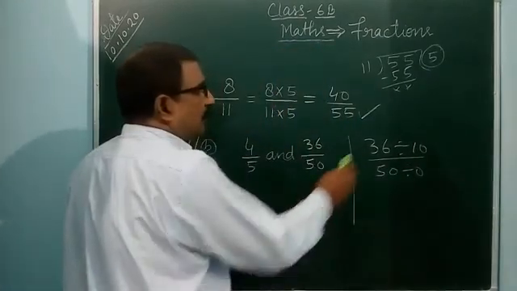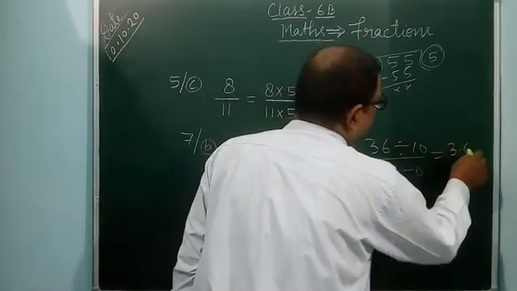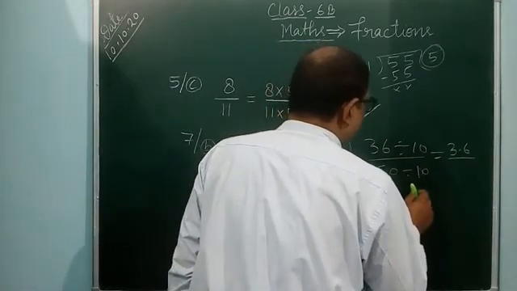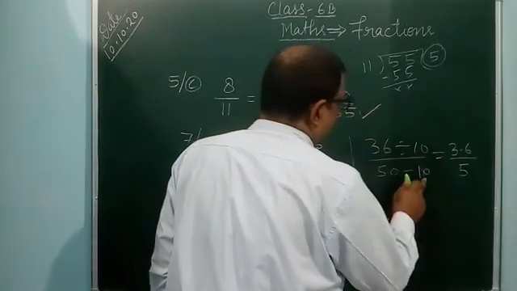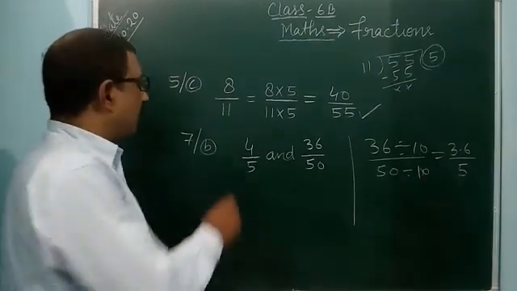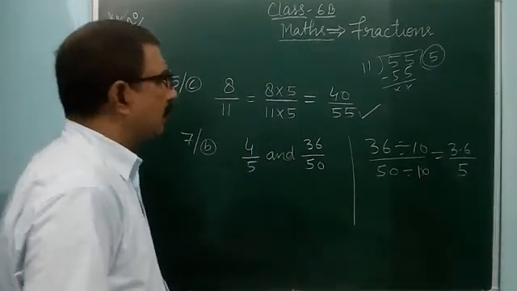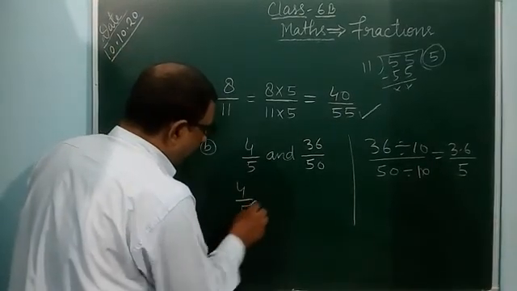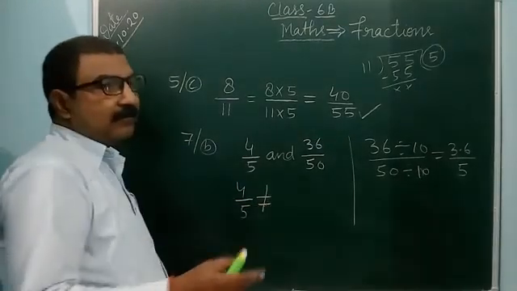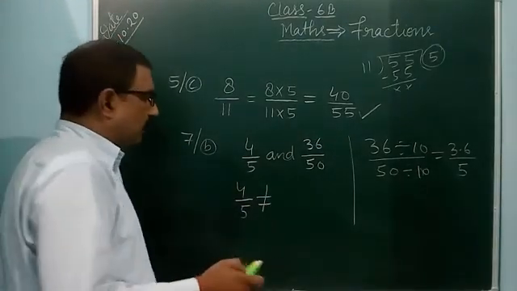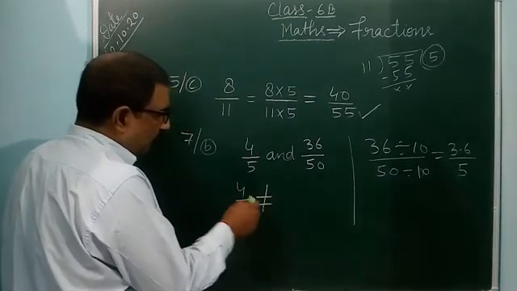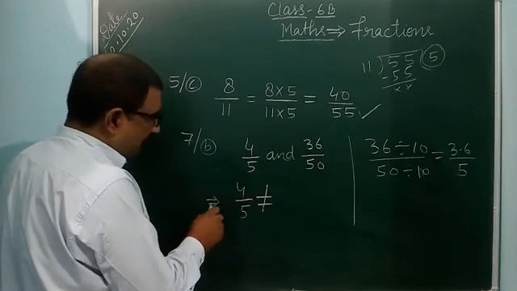If you are dividing 36 by 10, the answer will be 3.6. And if you are dividing 50 by 10, the answer will be 5. 10 fives are 50. So 4 by 5 is not equal to 3.6 by 5. Here it is the symbol of equal to. If the fractions are equal, you can give the symbol of equal. If it is not equal, you make the symbol equal and then a not equal to.